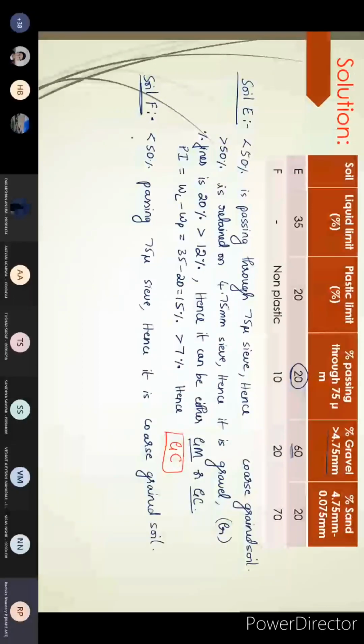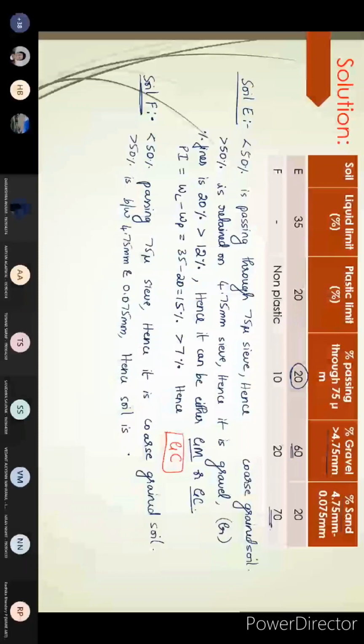So now second step is whether it is gravel or sand. They have directly given percentage sand and gravel here. We can see that more than 50% is between 4.75 mm and 0.075 mm. So hence, the soil is sand, or the primary symbol is S.